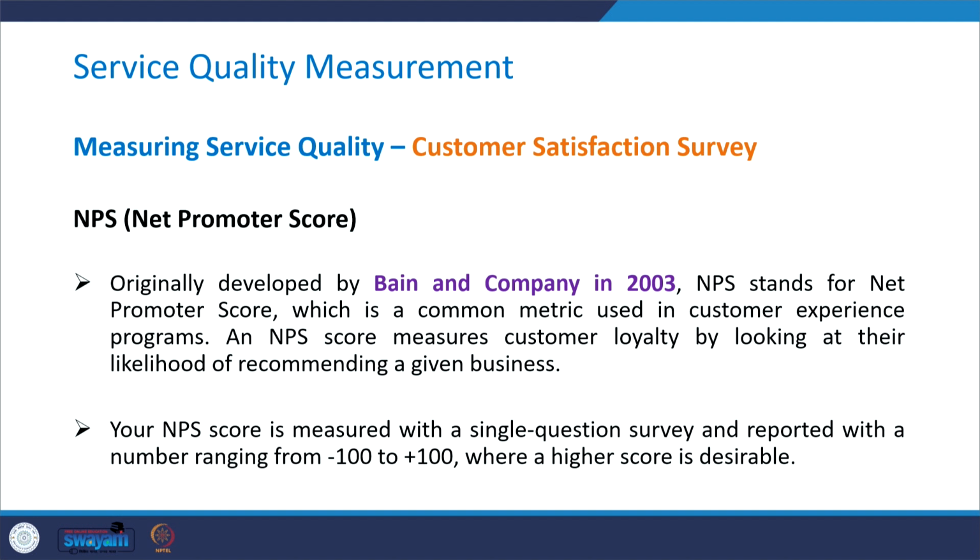Next comes NPS, which is very popular, which is known as Net Promoter Score. It was originally developed by Bain and Company in 2003. NPS stands for Net Promoter Score, which is a common metric used in customer experience programs. An NPS score measures customer loyalty by looking at their likelihood of recommending a given business. Your NPS score is measured with a single question survey and reported with a number ranging from -100 to +100, where a higher score is desirable. -100 means a customer is not at all satisfied or even angry with the service provider.